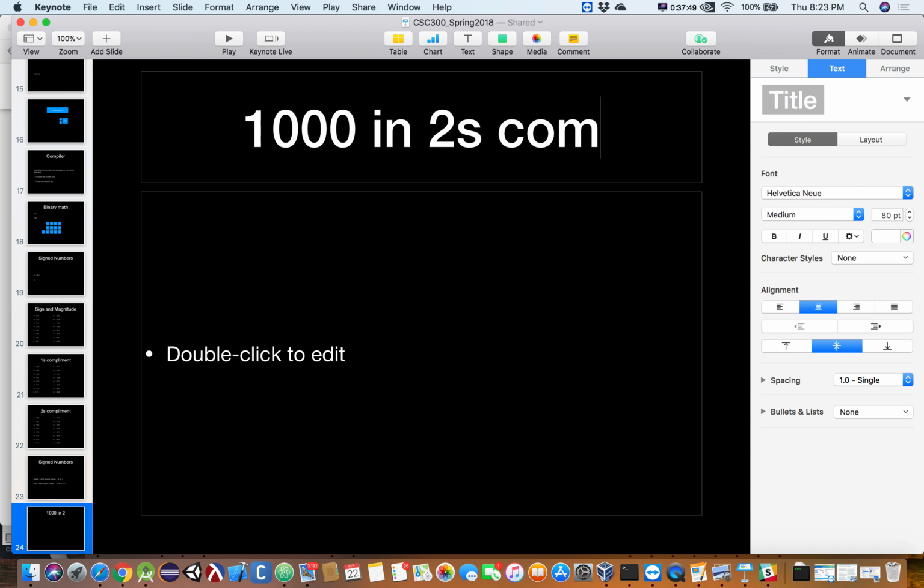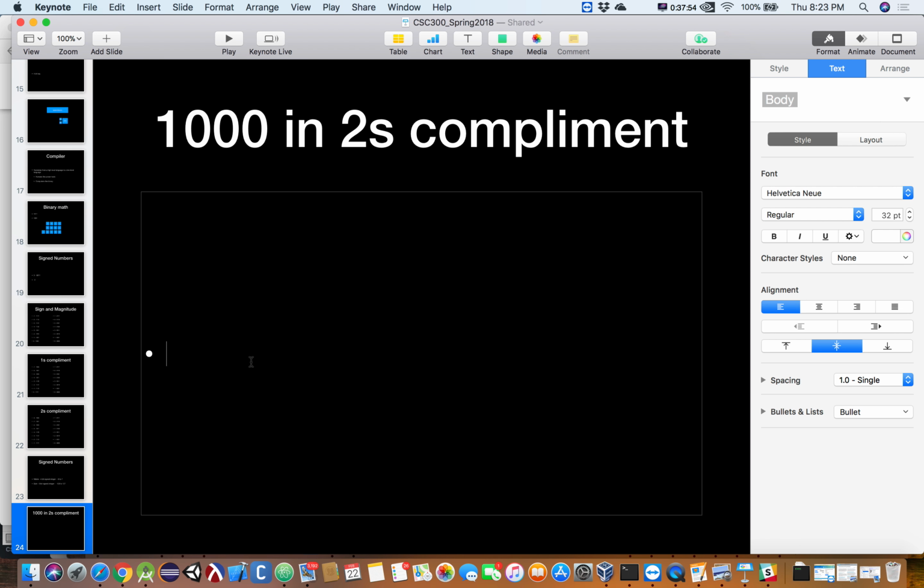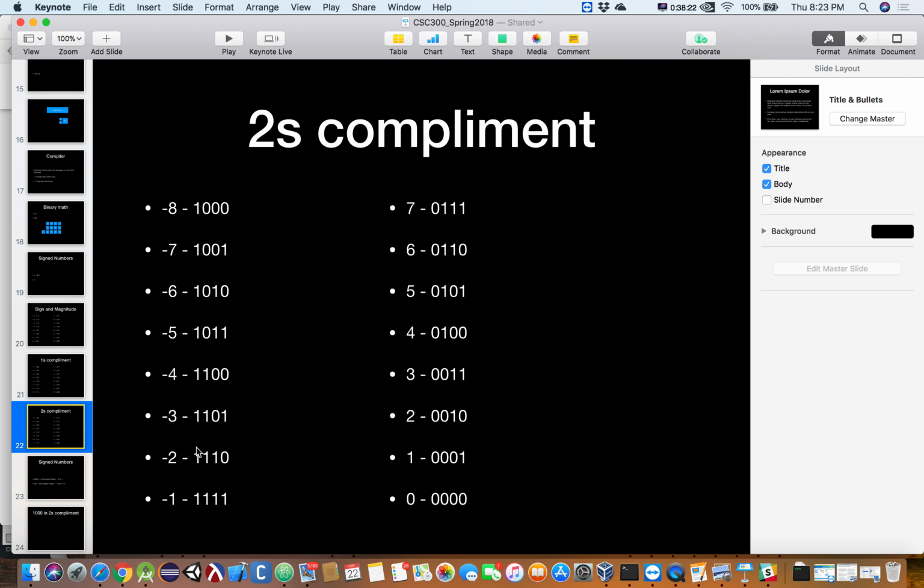So I have 1,000 in 2's complement. If I want to know what that number is, I have to be given the information that it is stored in 2's complement. Therefore, when I look at it right off the bat, I'm going to say this is a negative number, because it starts with a 1. If we go back to this chart, all my negative numbers start with a 1 and all my positive numbers start with a 0.